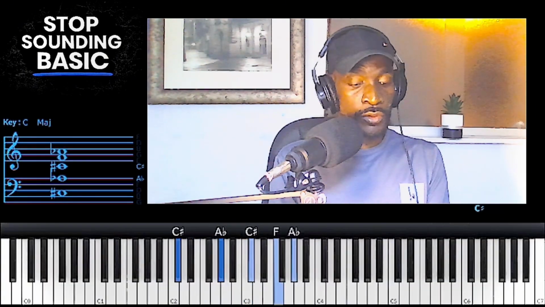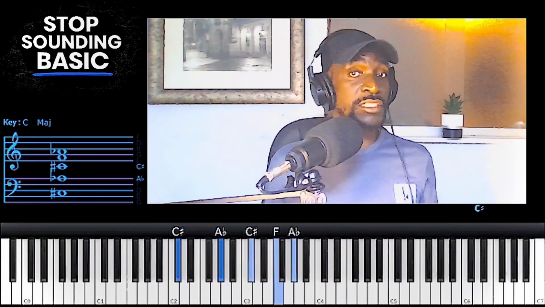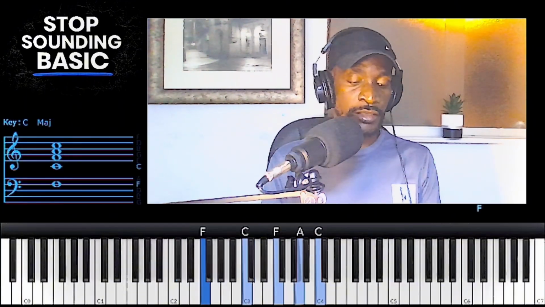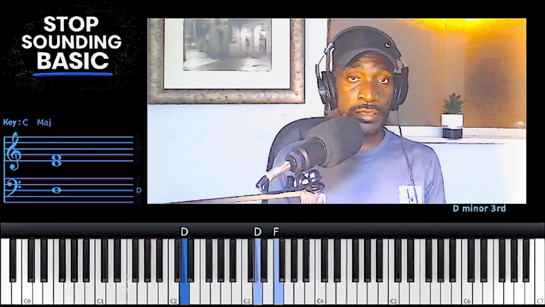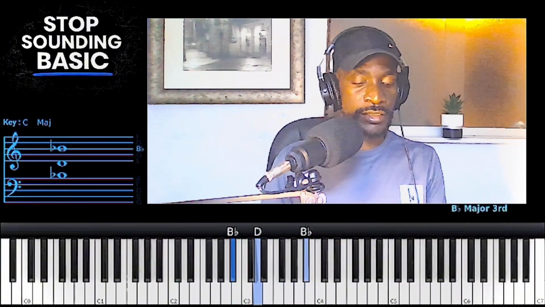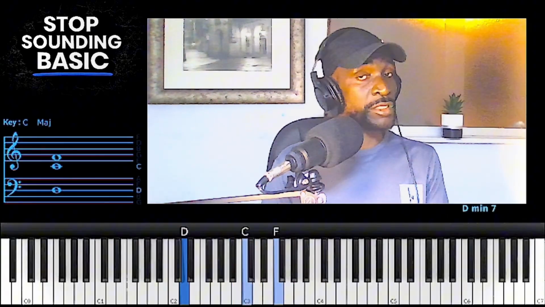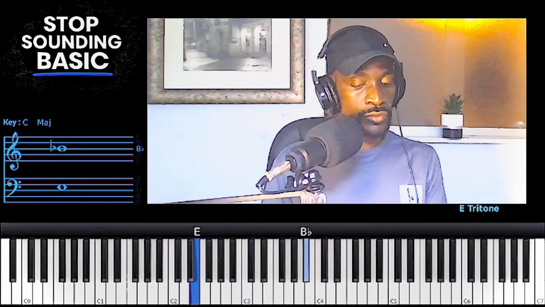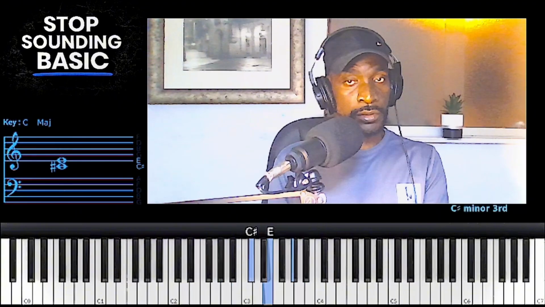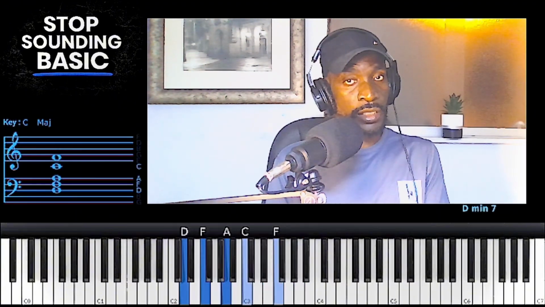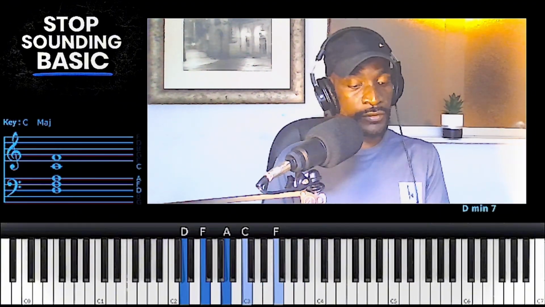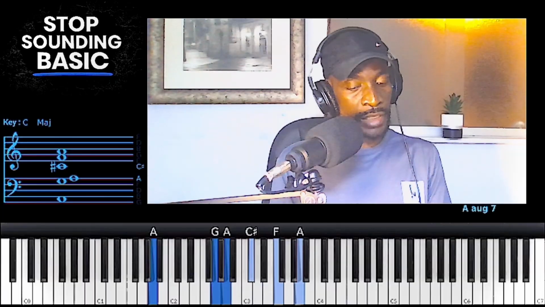All right, so you build them in each and every key that you find. Here, this is the 6. The 2, 5, 1 will be like this. I'm in the key of F. 2, 5, 1 in the key of D minor.